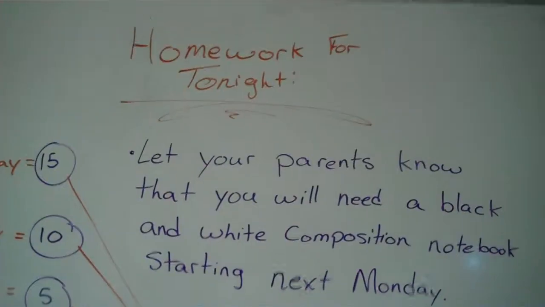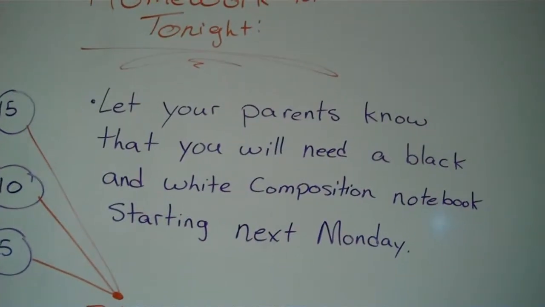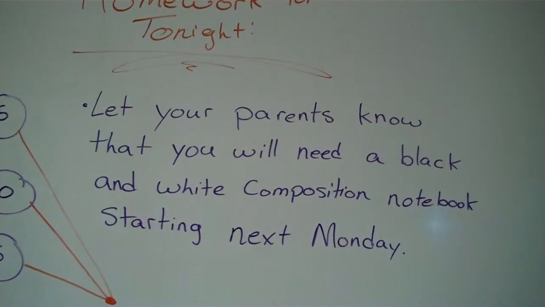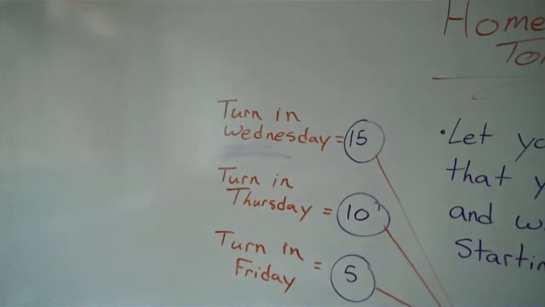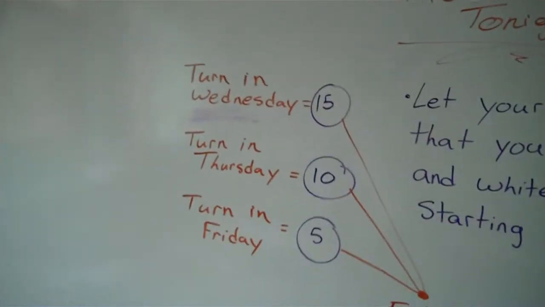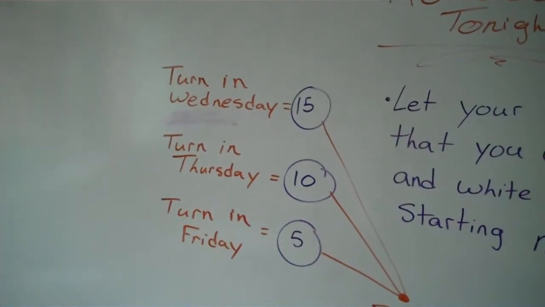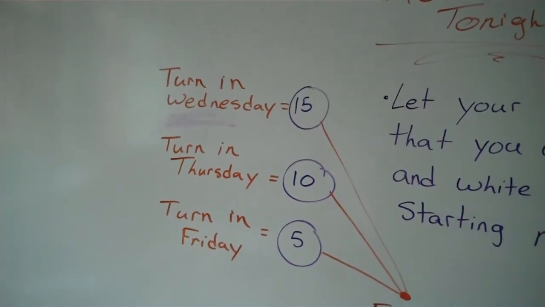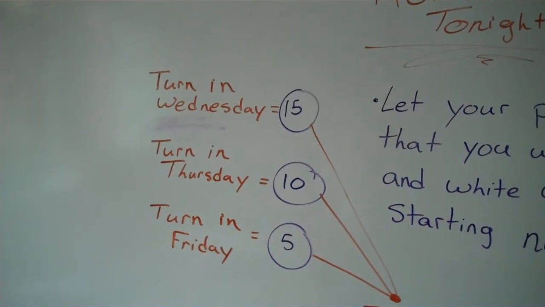Make sure we've seen this today. It says homework tonight. Let your parents know that you will need a black and white composition notebook starting next Monday. And I even give you extra credit. If you turn it in on Wednesday, I give you 15 points of extra credit. That's like 3 homework assignments. A lot of people saw that we had pretty low homework scores, so that would help you out a lot.